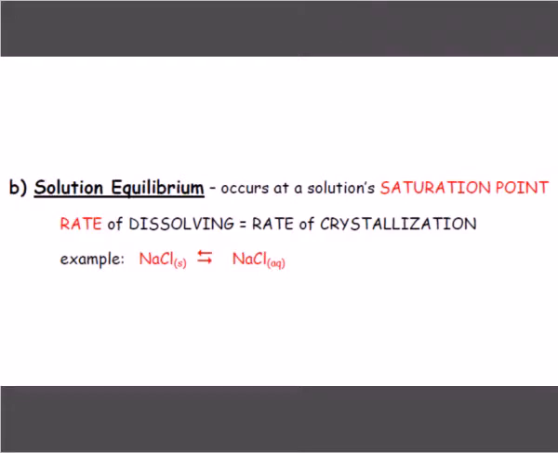Solution equilibrium, that's at a saturation point. The rate of dissolving equals the rate of crystallization. We've mentioned solubility and saturation points already, guys, when we analyzed solubility curves. On those curves, when you were saturated, you have dissolving and recrystallization forming. Do you see that process taking place with the naked eye? No. Okay, but it's happening when you're at an equilibrium point.